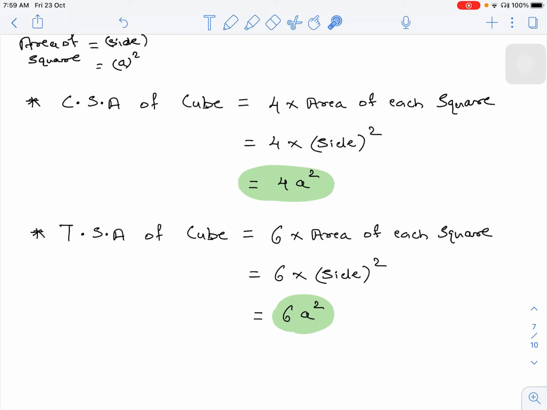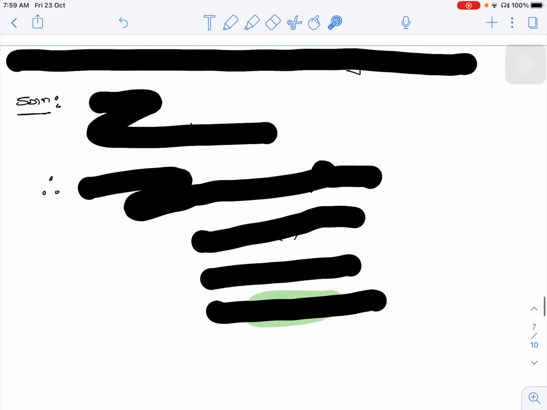Now remember that in this formula, how many unknown values are there? CSA is the first unknown value and side is the second unknown value. It means that out of these two, if we have any one value, we can find the second one. Now let us solve some examples based on this. Before that, let us revise: CSA of a cube is 4 into side square and total surface area of a cube is 6 into side square. Now let us solve some examples.